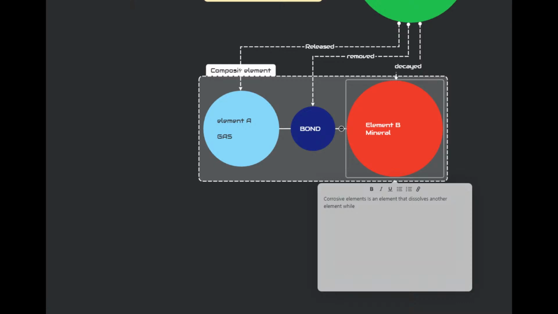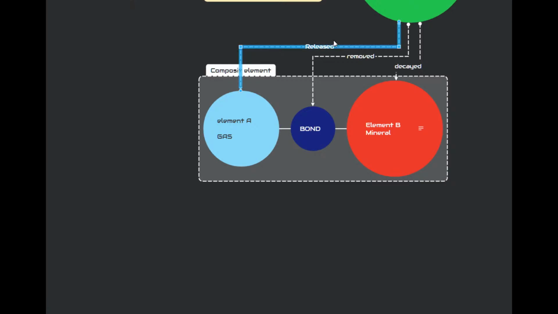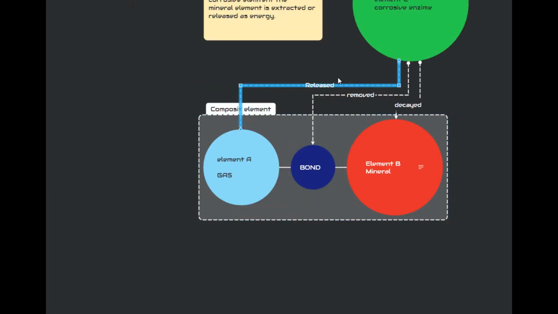All right. This is like the most annoying part right now. So again, in terms of that released as energy, so gas, element A, bond, gas, released. Bonds removed, element is decay.